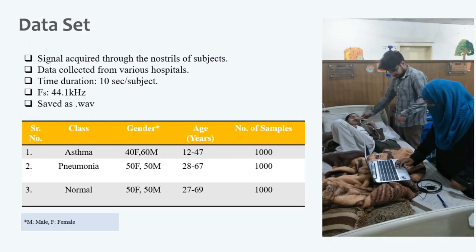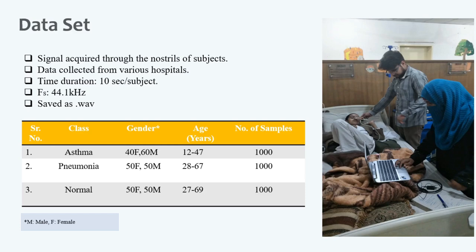Data was collected from 300 subjects. For asthma subjects, we collected 1,000 samples from 40 female and 60 male with age ranging from 12 to 47 years. For pneumonia patients, 1,000 samples were collected from the age range of 28 to 67 years with an equal number of male and female subjects.